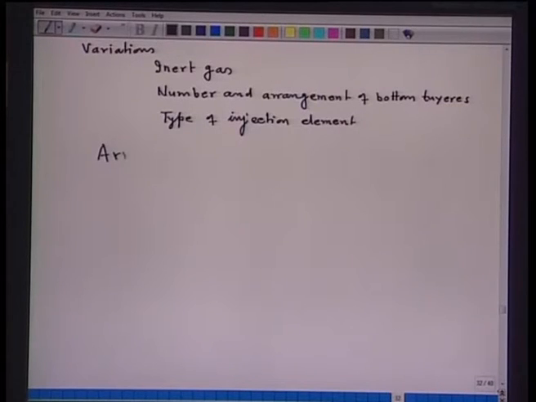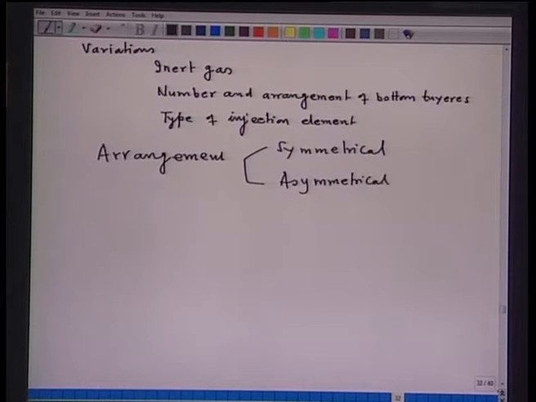Now, the arrangement of bottom tuyeres could be symmetrical, with some plants going for an arrangement symmetrical to the axis of the converter. Some plants prefer asymmetrical. Both have reasoning, both have positive points. The asymmetrical design allows the bottom gas to stop at the time of tapping. Symmetrical has its advantages, asymmetrical also has its advantages.